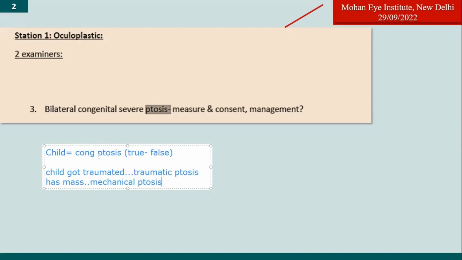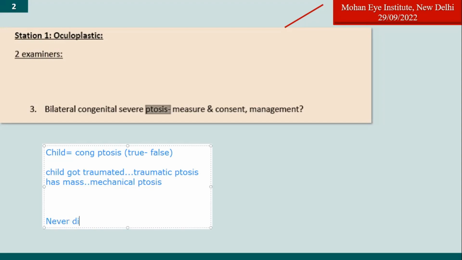So you may have a full-grown man with congenital ptosis. So number one, you have to tell the examiner, I need to ask about the age of onset, because if it is dating since birth, this is most probably a congenital ptosis, okay? I don't know if you got the message or not, but congenital ptosis doesn't equal being a child, okay? But the opposite is true.